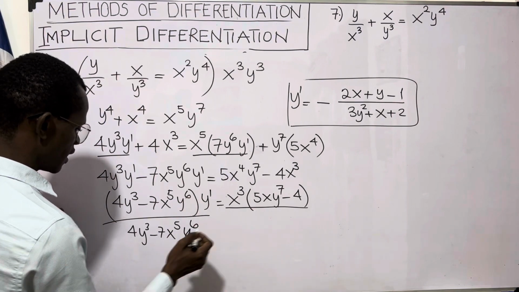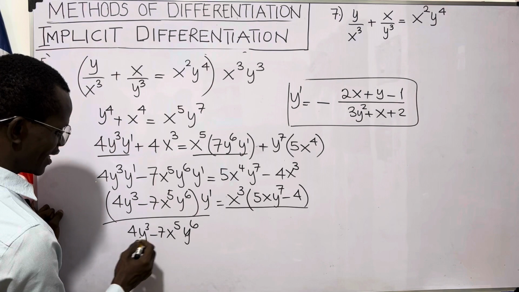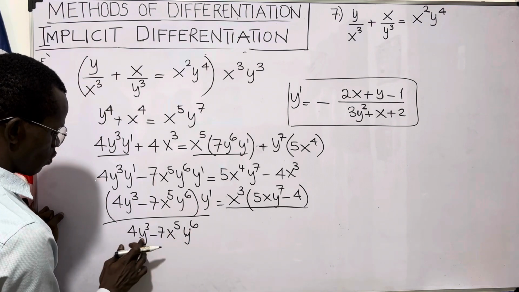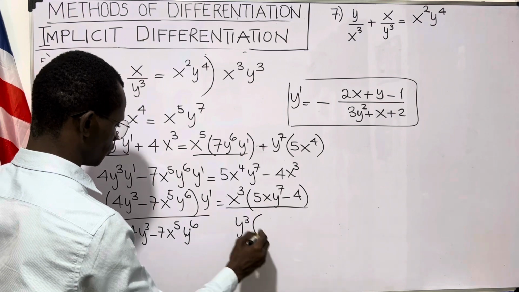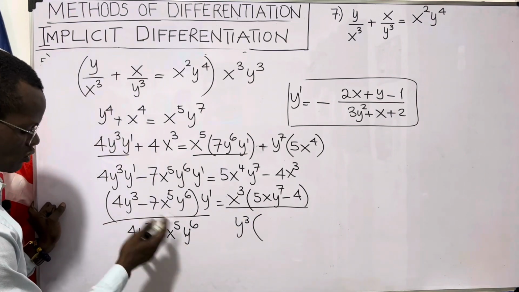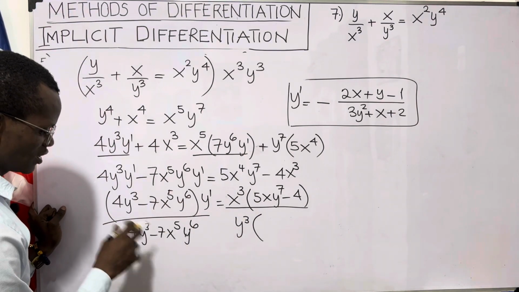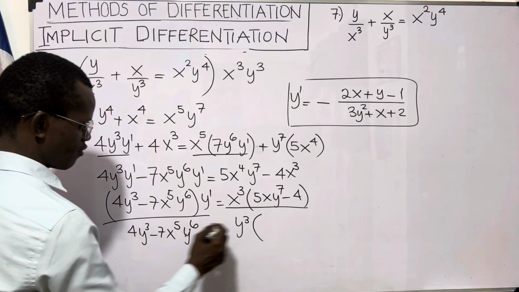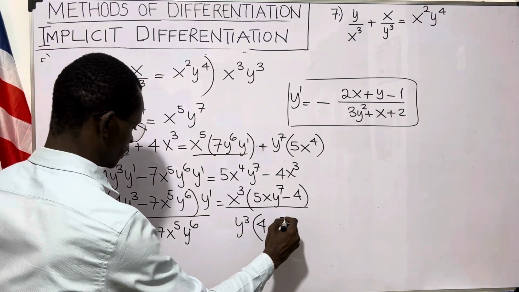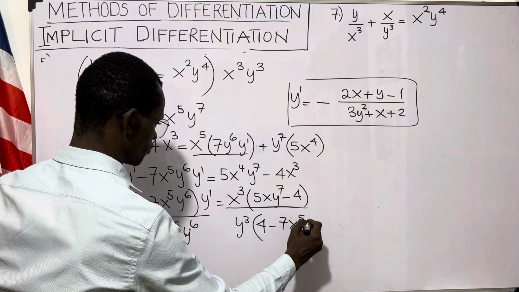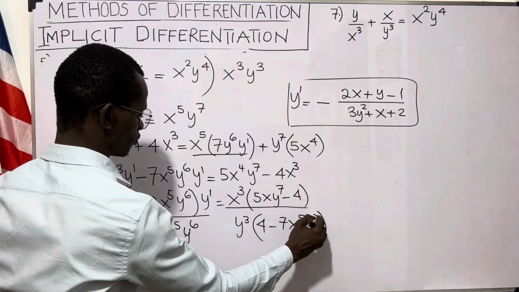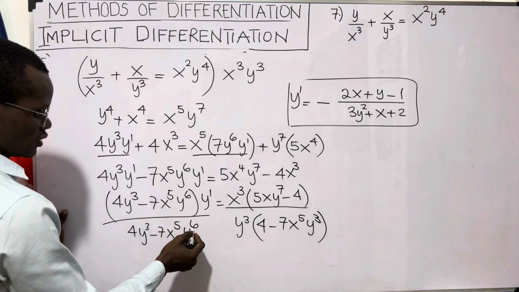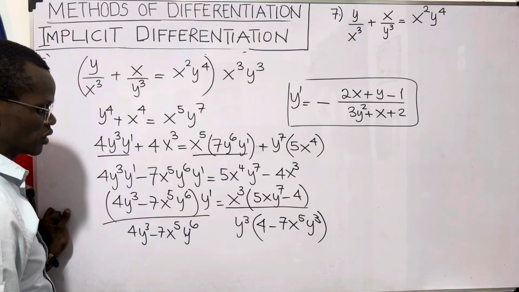Do the same on this side, but between y to the 3rd and y to the 6th, we can factor out y to the 3rd so that we don't keep writing the same thing. So it's now 4 minus 7x to the 5th y to the 3rd, because we took 3 from within the 6, so we're left with the 3rd power.